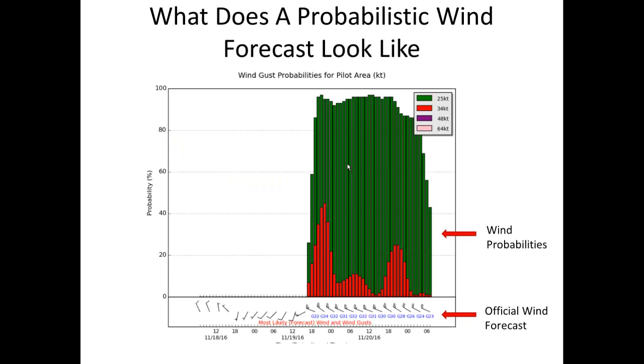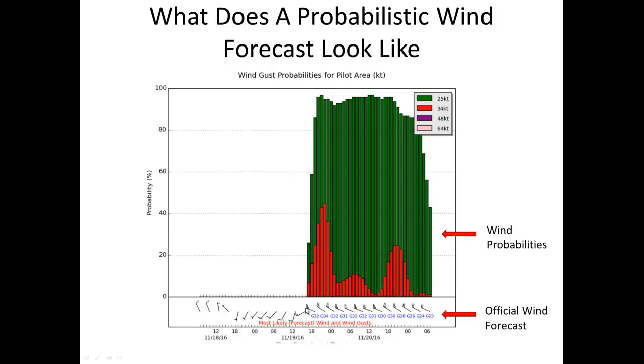So what does a probabilistic wind forecast look like? This is what you'll see when you go to the Weather Service website and look at the wind probabilities. We've broken it down to various speeds of 25 knots, which is the criteria for small craft advisories, 34 knots, the criteria for gale warnings, 48 knots, which gets into storm conditions, and of course 64 knots, which gets closer to hurricane conditions. Across the x-axis is time going out into the future, with the most current time starting here at the left, and the y-axis is the probability in percent of the various wind speeds occurring.